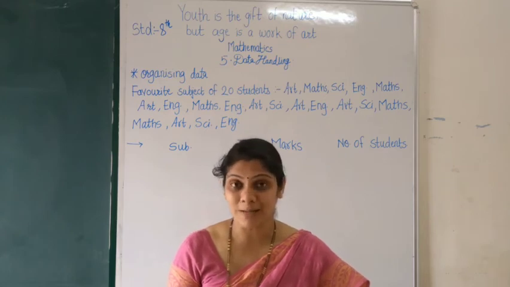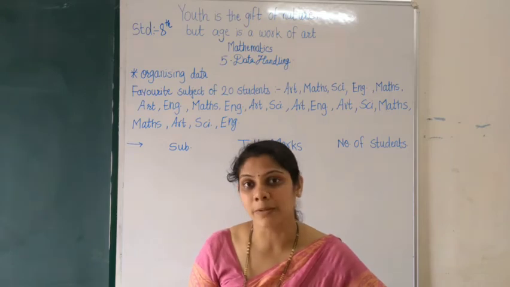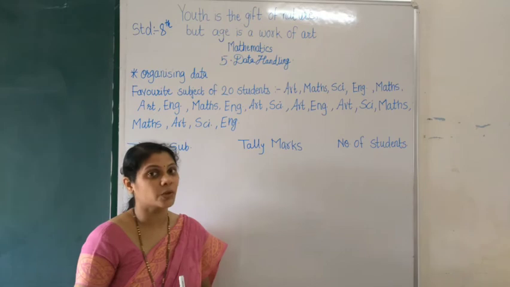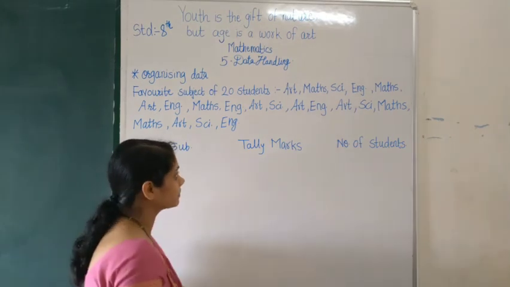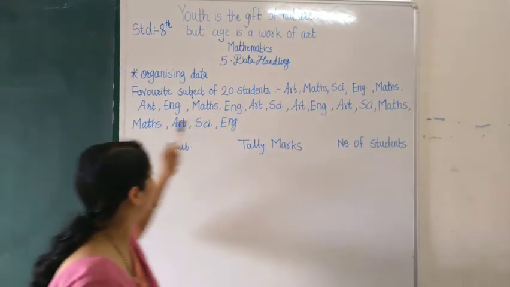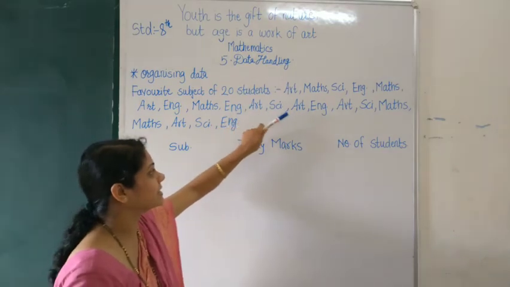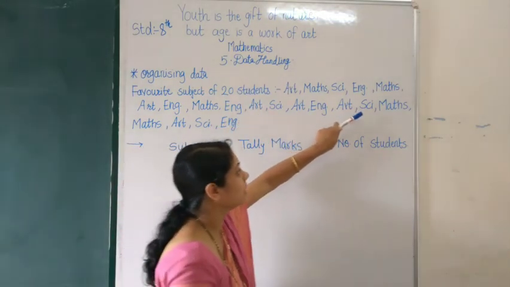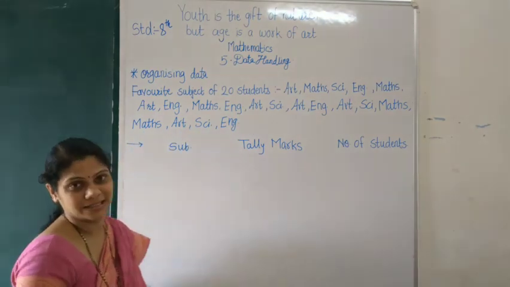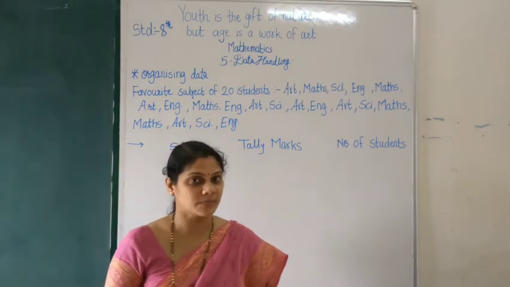The first important step is that we have to organize the data. So we will take one example. Here I wrote the favorite subjects of 20 students, and now we will read which subjects there are: Maths, Science, English, Maths, English, Maths, English, Science, Art, English, Art, Science, Maths, Maths, Art, Science and English. So for these 20 students, probably 4 favorite subjects are there.